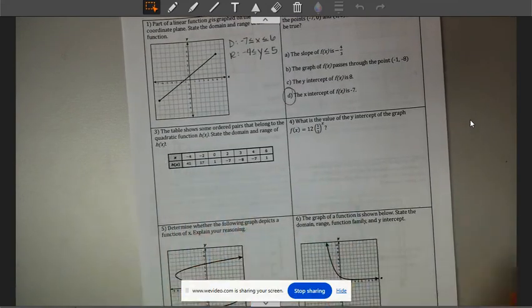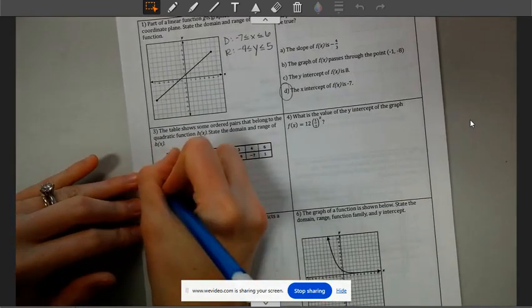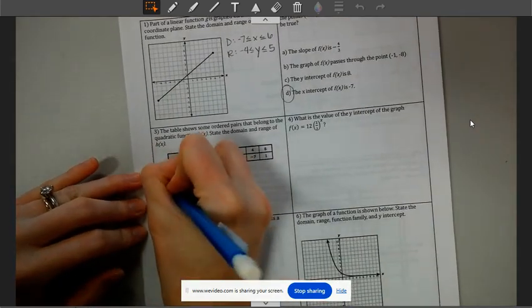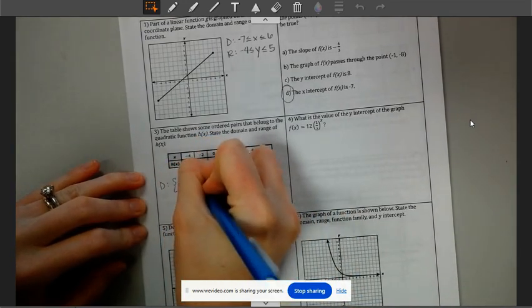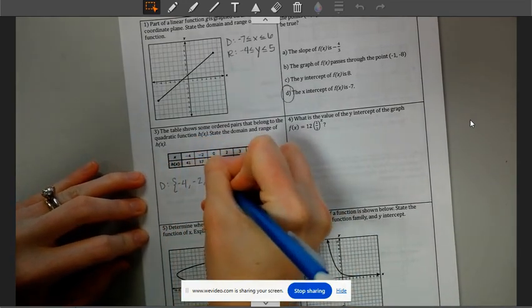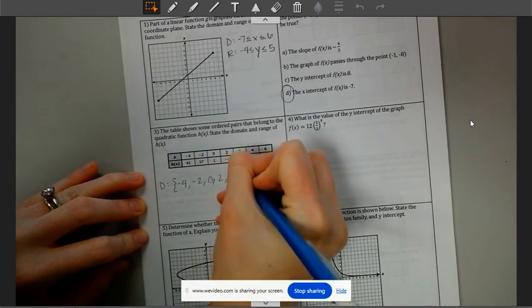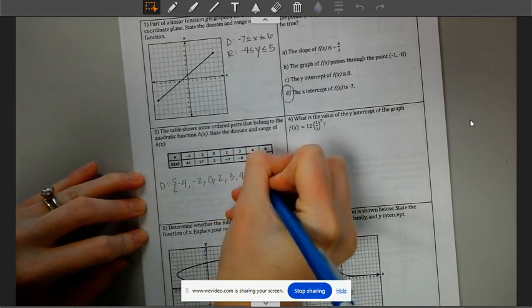Down here, the table shows some ordered pairs that belong to the quadratic function h of x. State the domain and range. I gave you points. This is discrete. You are just going to list the points from least to greatest. So the domain are your x values, and we go -4, -2, 0, 2, 3, 4, and 6.